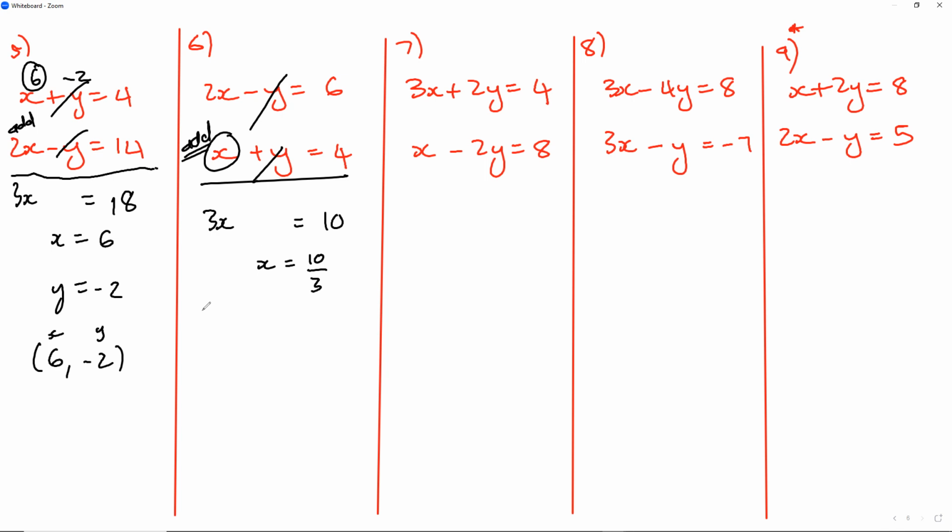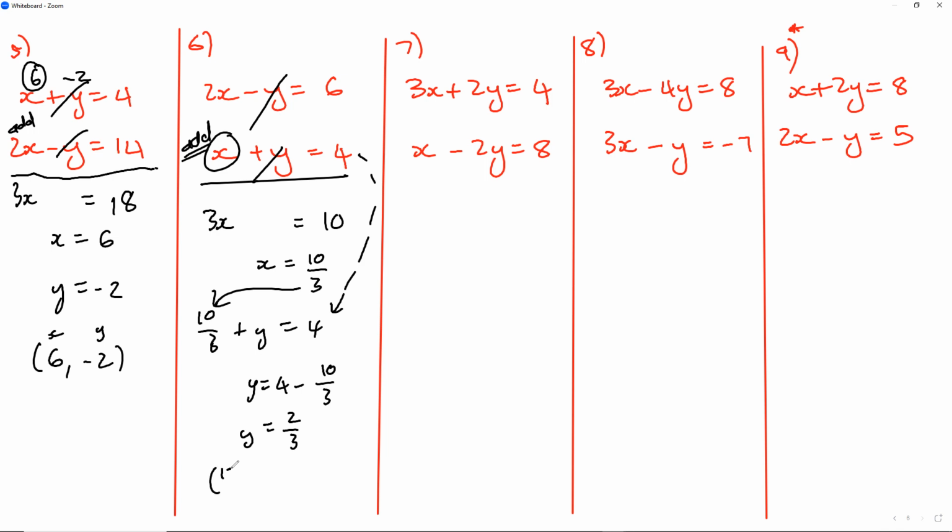I'm going to put 10 over 3 in here, and I'm going to plus y and make it equal to 4 from that whole equation over there, replacing x with 10 over 3. Y is going to be 4 minus 10 over 3, which is 12 minus 10 over 3, which is 2 over 3. So y will be 2 over 3, so my coordinate will be 10 over 3 and 2 over 3.